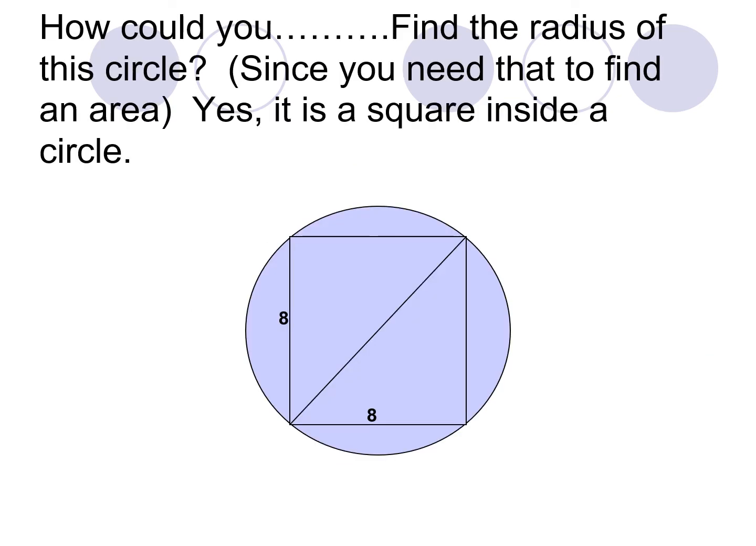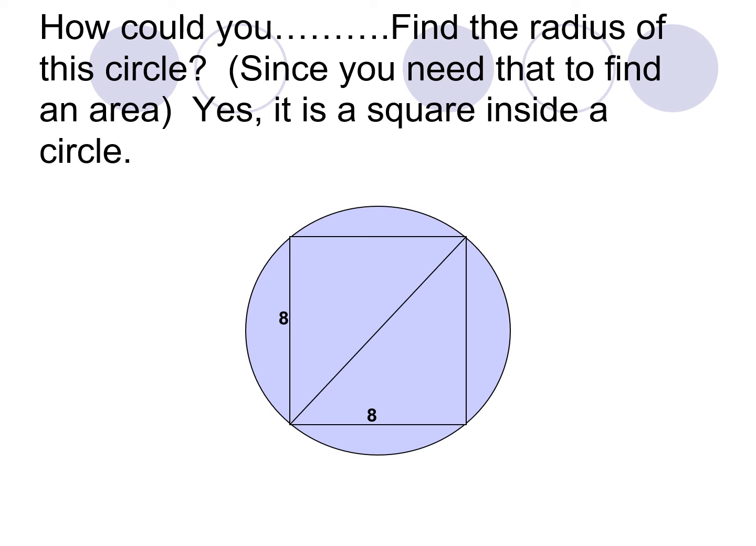All right, so the last example then that we're going to talk about today is what's given below. So how could you, in this example, find the radius of this circle? And also find the area, because it looks like since it's shaded, I'm trying to find the area.